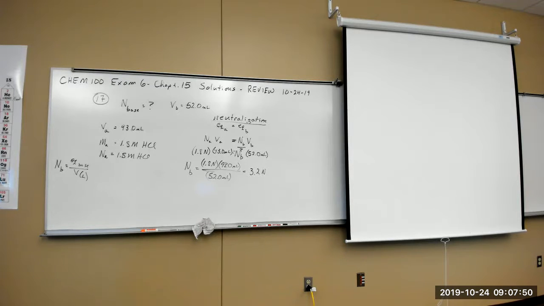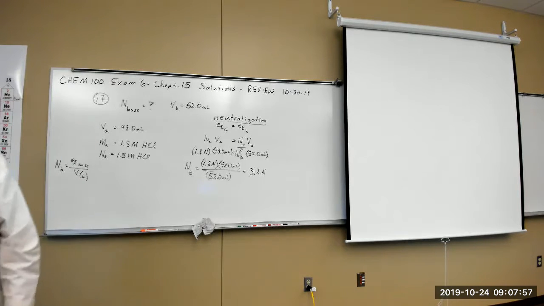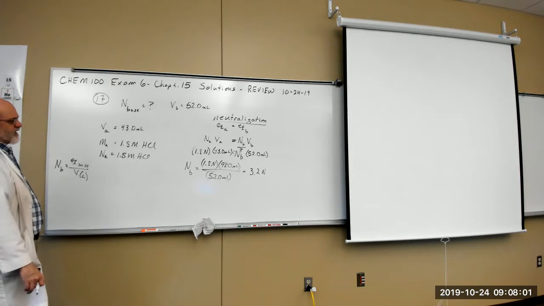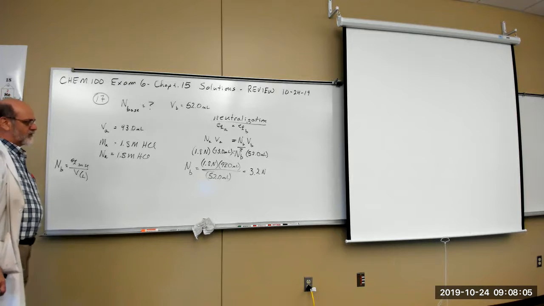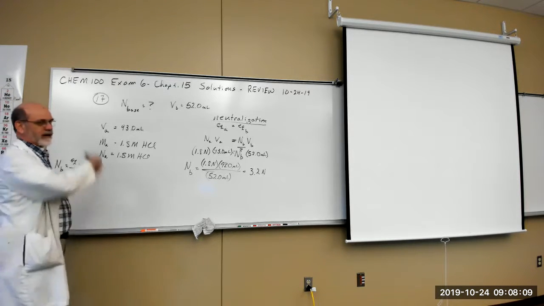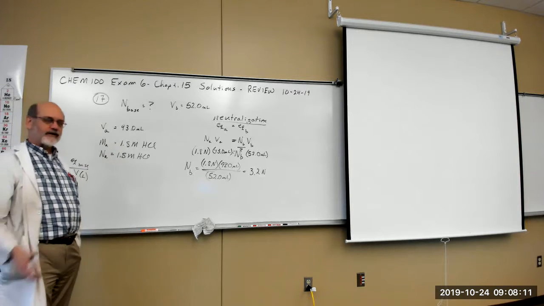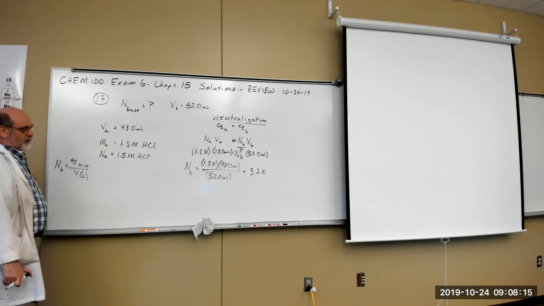Yeah. At least it agrees with the answer sheet. 3.2 normal. It just takes some getting used to. I mean, 2 days ago I threw molarity at you, and now it's morphing into normality. You know, so I can see where that can be confusing, but it's really a simple concept.